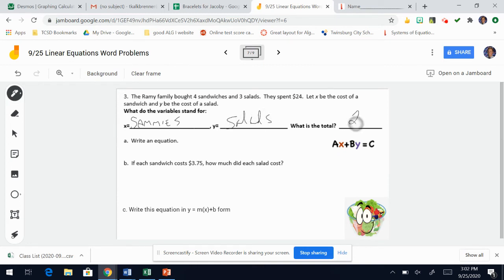And the total cost is $24. If you look here, I have my cheat. That is my standard form. So this equation looks like this. If X is Sammy's, how much are Sammy's? $4 per sandwich. And again, sandwiches are X's. Plus, how much is a salad? $3 times Y, because Y's are salads. And it's going to equal my $24.